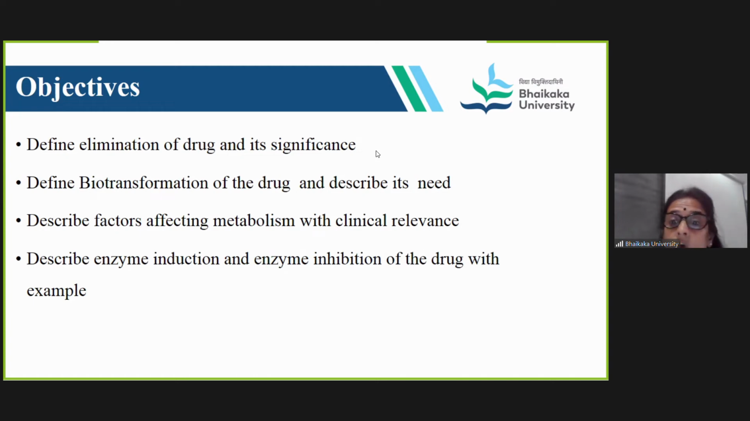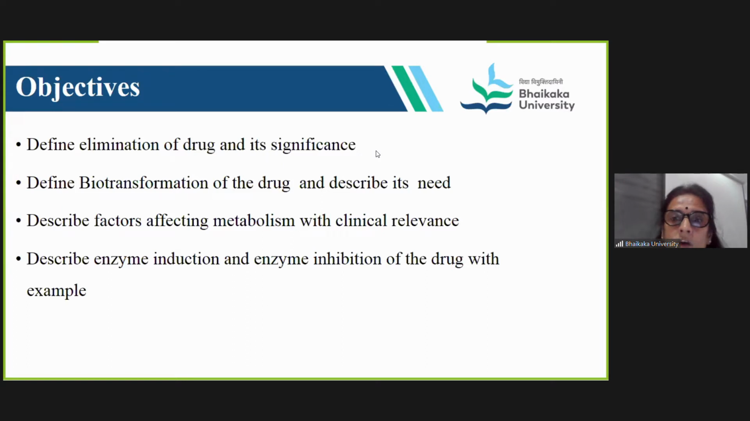Previous papers, or if you ask anyone, a commonly asked question is: describe enzyme induction and enzyme inhibition of the drug with example and its relevance.